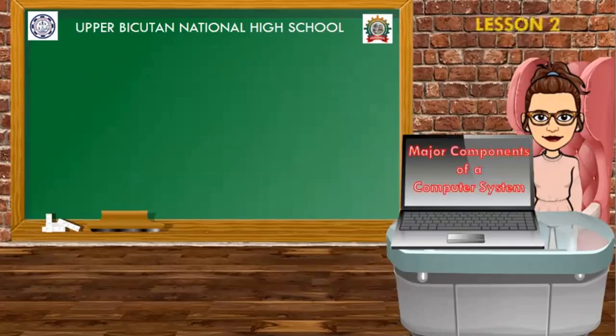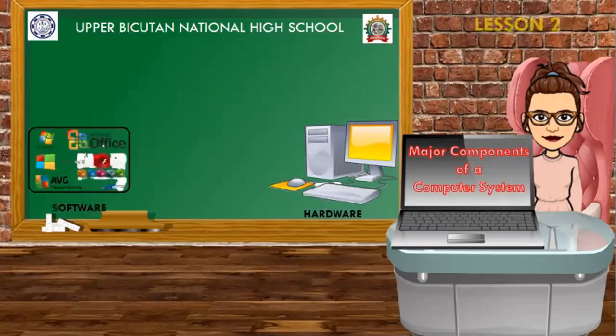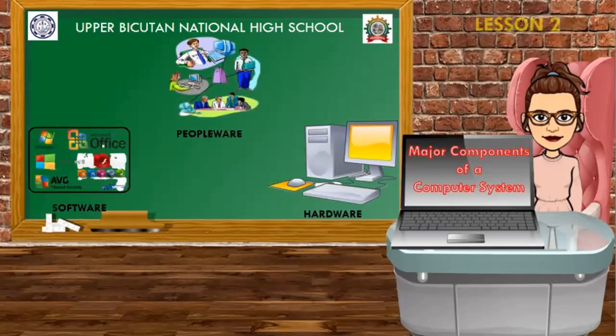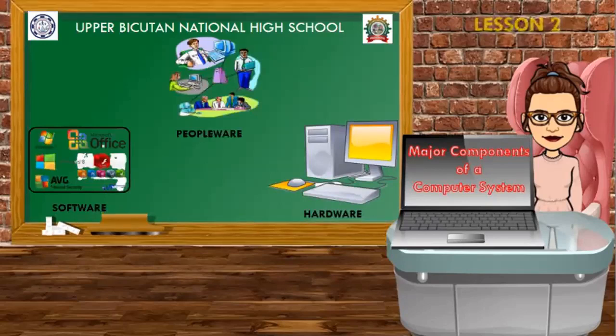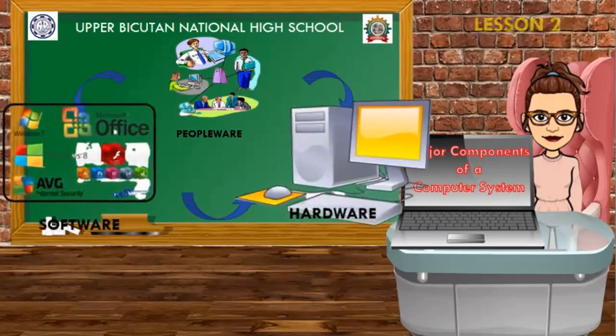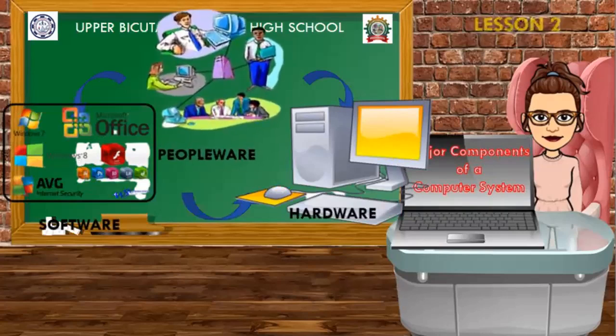So the major components of a computer system. A computer system is composed of 3 components, namely hardware, software, and peopleware. The 3 components depend and interact with each other to make a computer system function optimally. So computer hardware needs the computer software and, of course, vice versa to operate. On the other hand, the computer hardware and the computer software need the peopleware to perform their respective tasks efficiently.